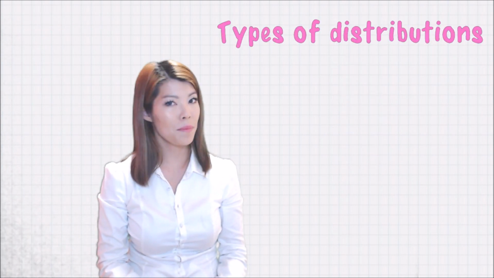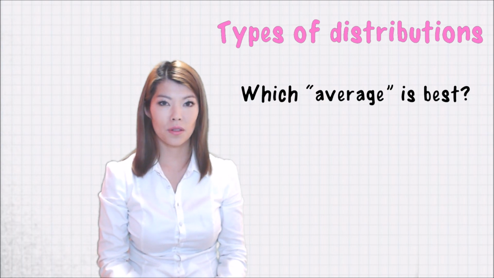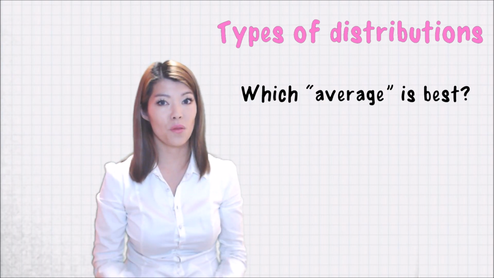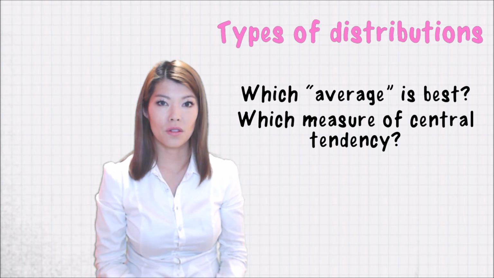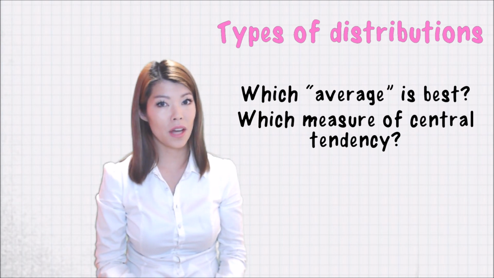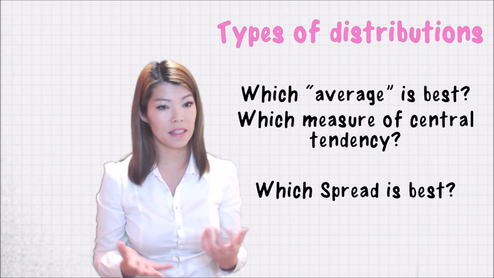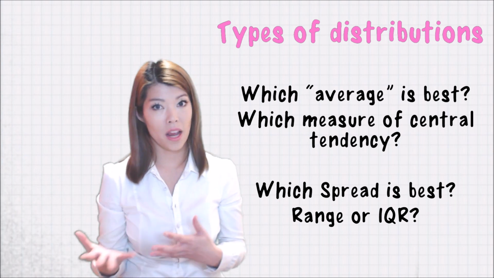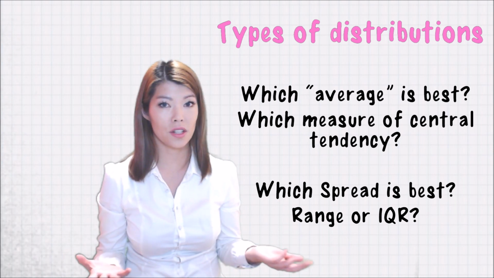When we look at the distribution, we have to ask what type they are, because it is going to guide us to which average is best. So in other words, which measure of central tendency. And it's also going to answer our question of which spread is best, which is the range or interquartile range.